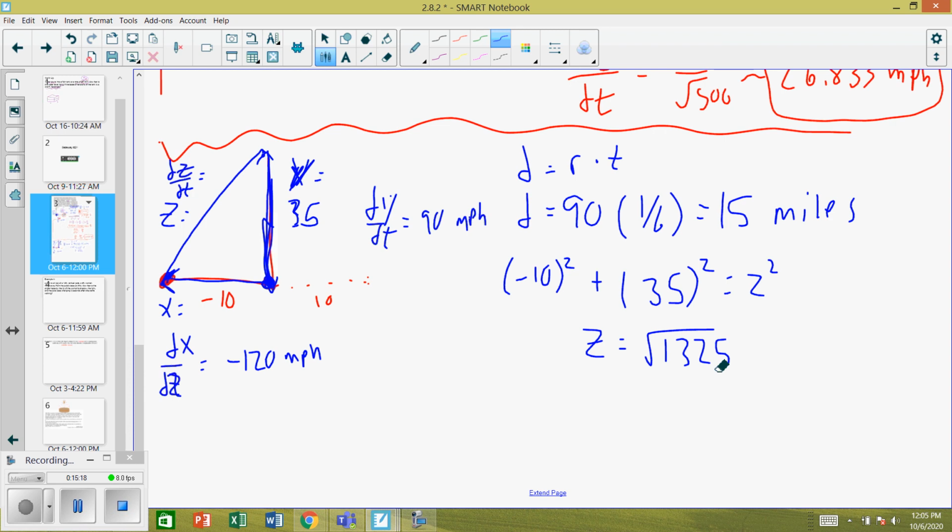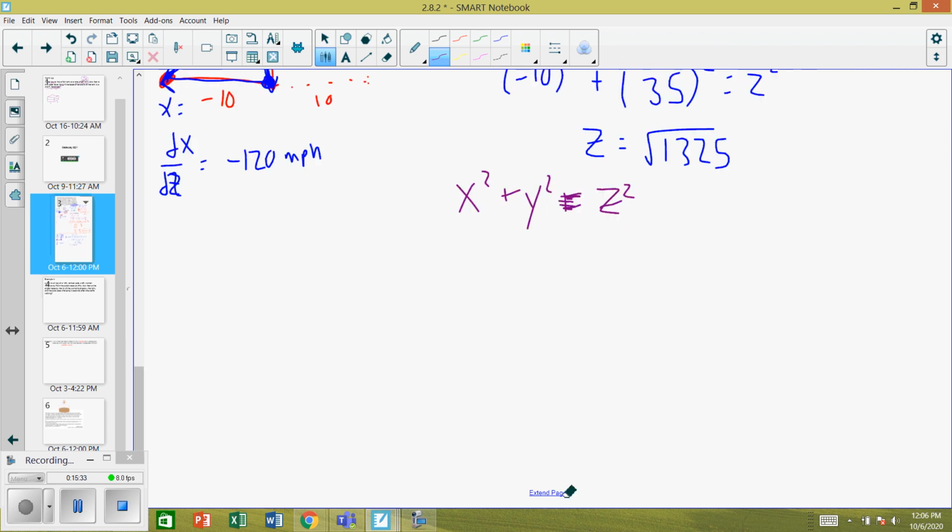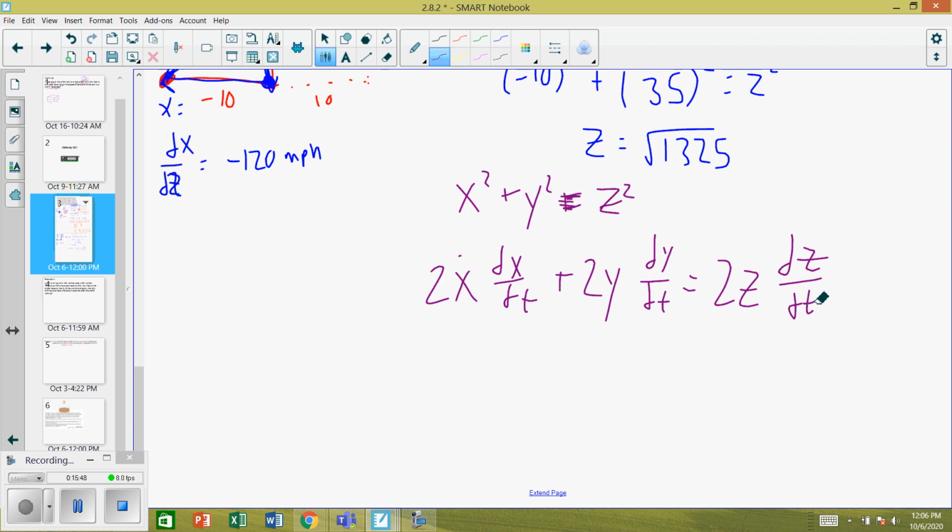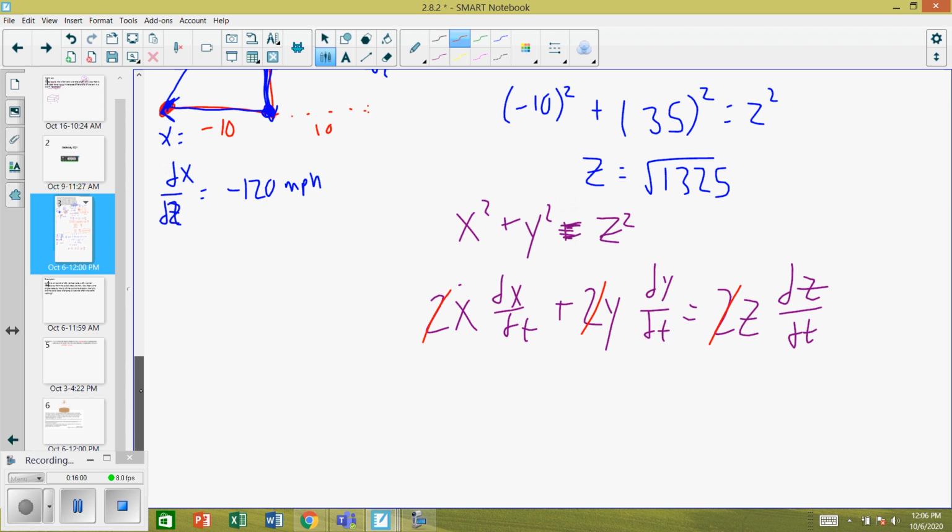All right. So now we can use our Pythagorean theorem, just like we did yesterday. I'm having trouble writing today. All right. So then it becomes 2x dx over dt plus 2y dy over dt equals 2z dz over dt. It's something I should have said a long time ago. You can divide the 2 out. And some of y'all probably already did, but the 2 can go bye-bye. I don't need to keep multiplying everything by 2, so I can just divide it out. Maybe it makes our lives a little bit easier.